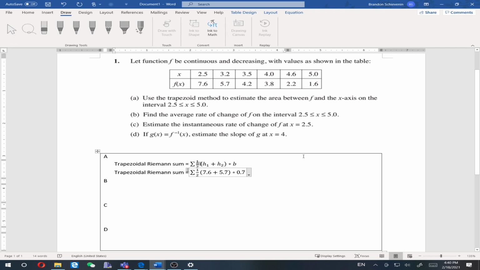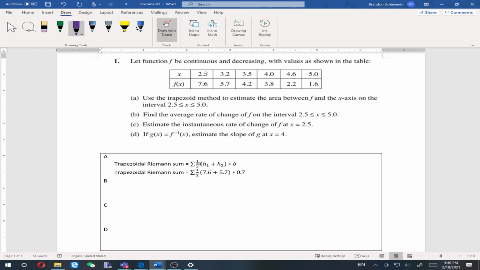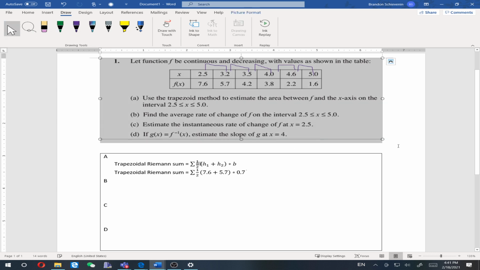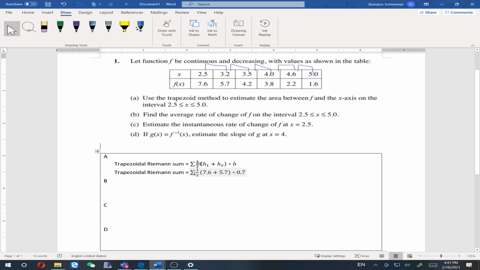So what we've really done is we've created our first trapezoid. Our first trapezoid would look like this between 2.5 and 3.2. Okay, we're going to keep doing that, creating more and more trapezoidal shapes between all of these spaces. Okay, so let's finish this one off then. So this will be all of this.